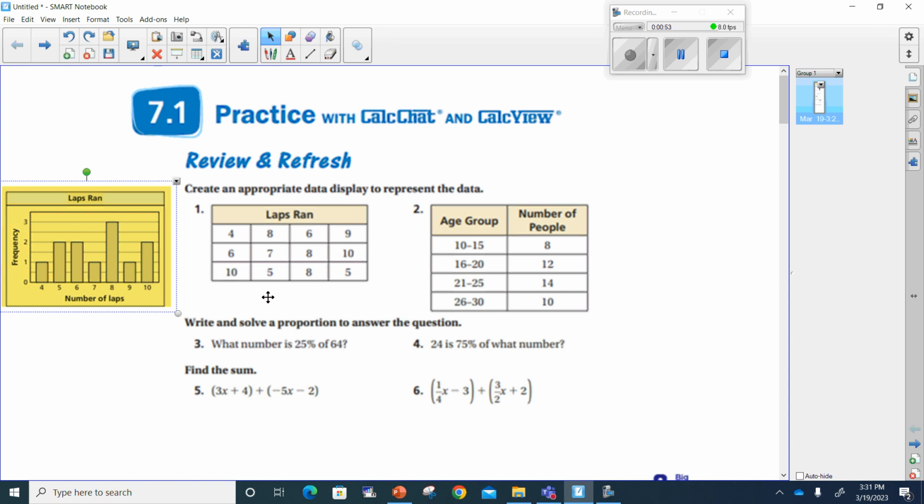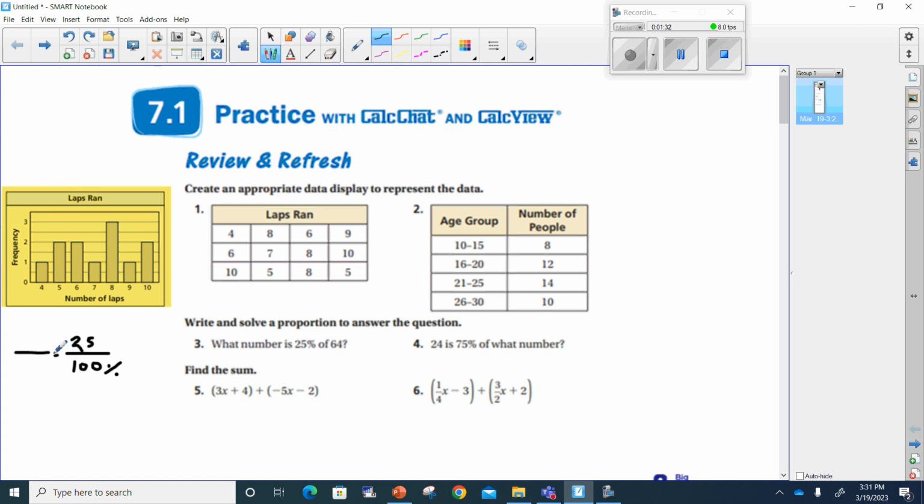Let's go ahead and do this next one where it says write and solve a proportion to answer the question. If I'm writing and solving a proportion to answer the question, it says what is 25% of 64? I remember I can always make 2 fractions, right? And the minute they said 25%, I can put my 100% on the bottom of this and put 25 above it.